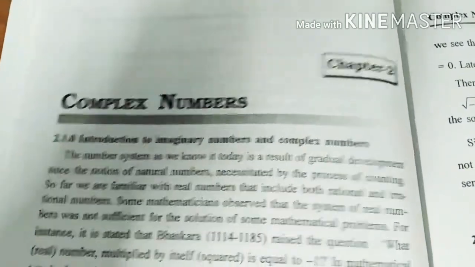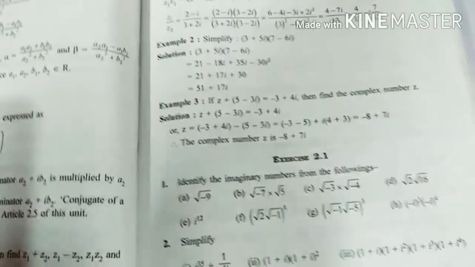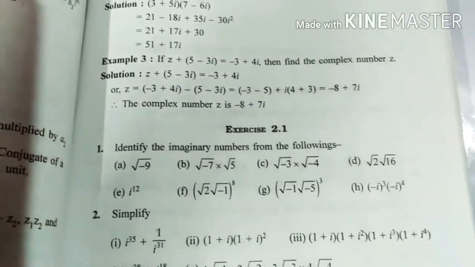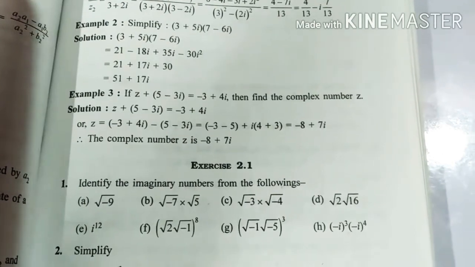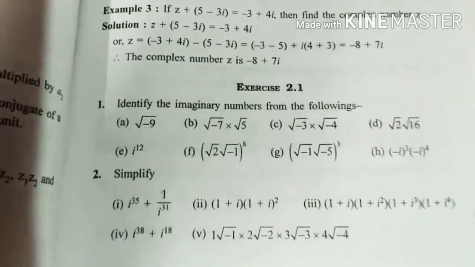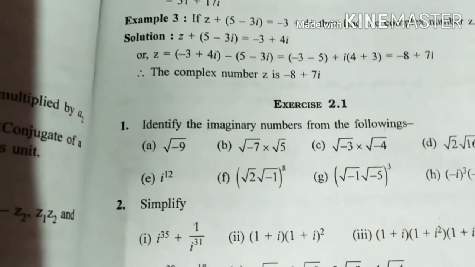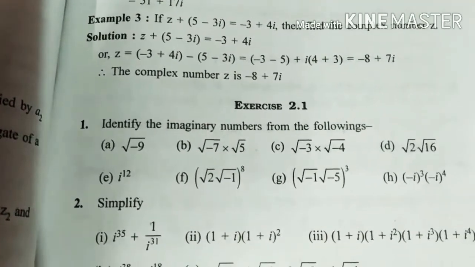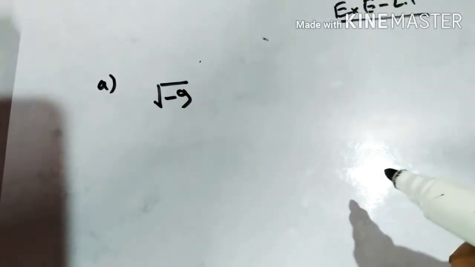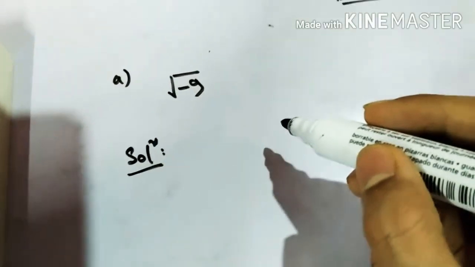Chapter 2, Complex Numbers. We will start from exercise 2.1. Question number 1: identify the imaginary numbers from the following. First one, it is root over minus 9. I have to identify whether it is an imaginary number or not.